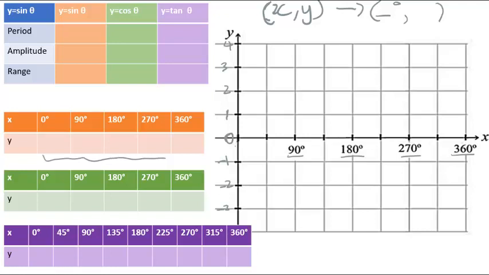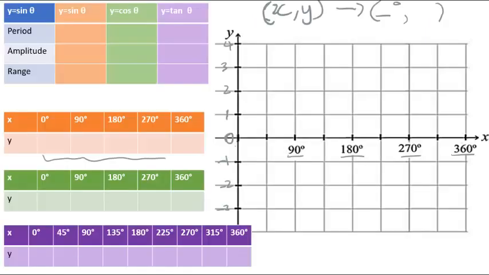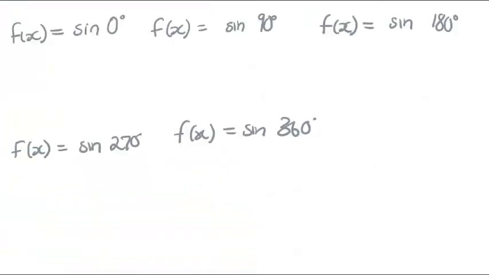So what you're going to do is use your calculator, or let's do the equations. I'd like you to do 5 equations. These 5 equations correspond to these 5 degrees in our orange table. So you're going to say the function of sine of 0 degrees, sine of 90 degrees, sine of 180, sine of 270, and sine of 360 degrees.